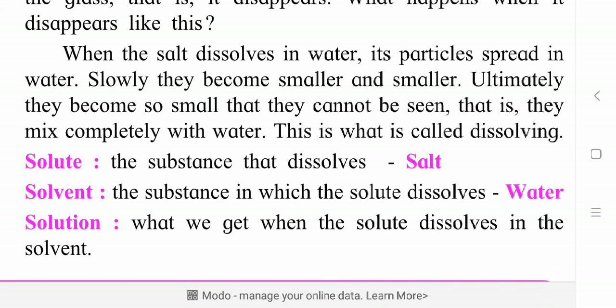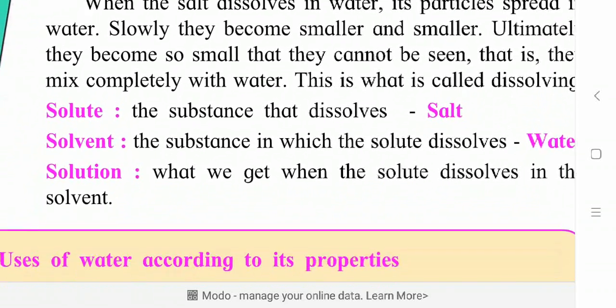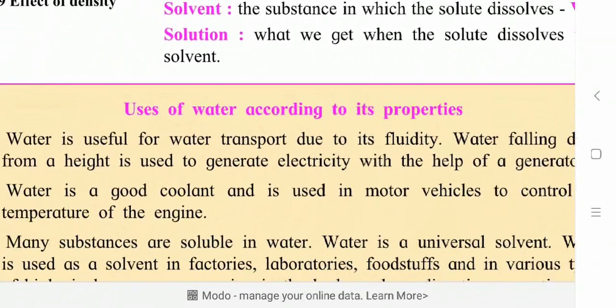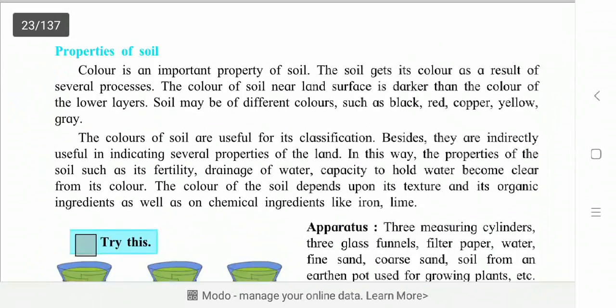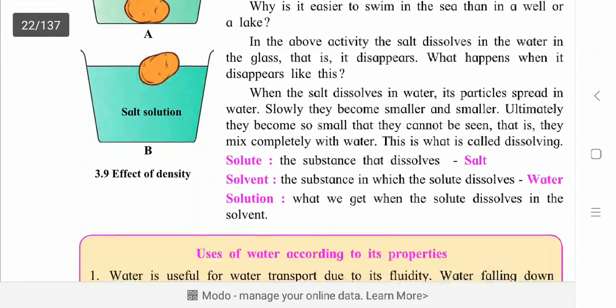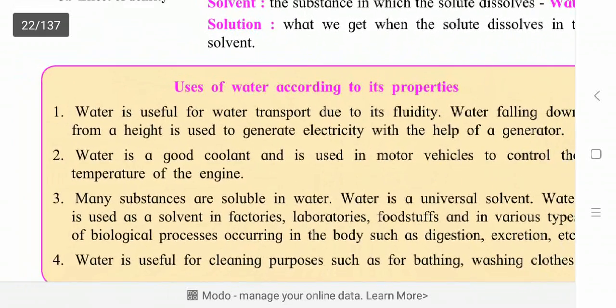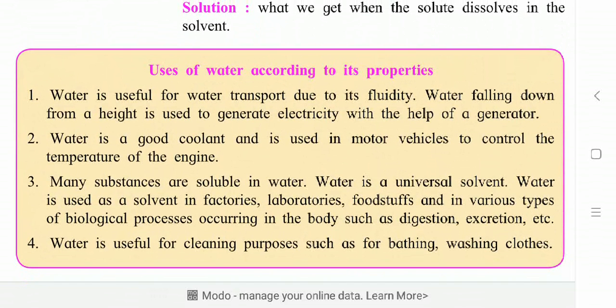So we saw this property of water, which is very important. From this property, let us see uses of water according to its property. See student, here in color there are 4 points. Uses of water according to its properties.